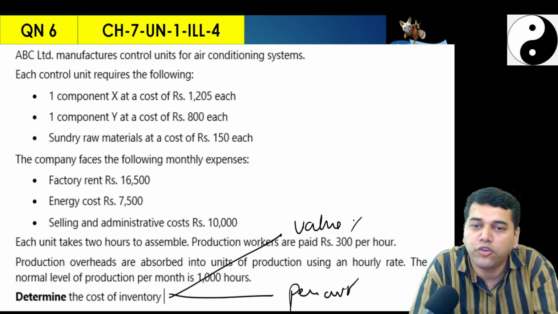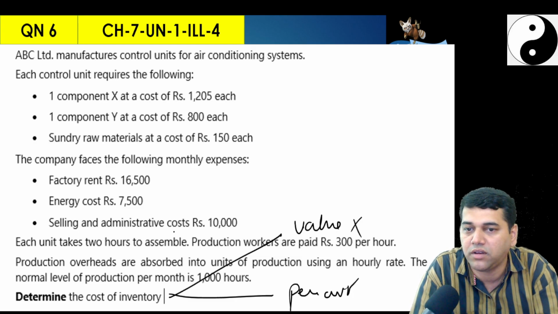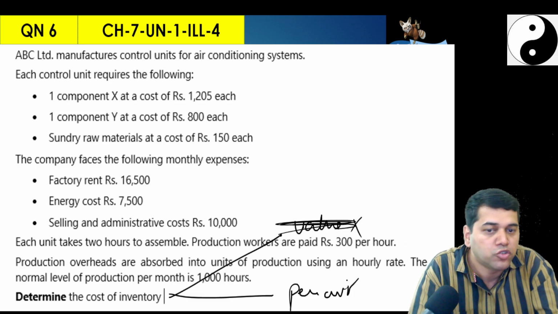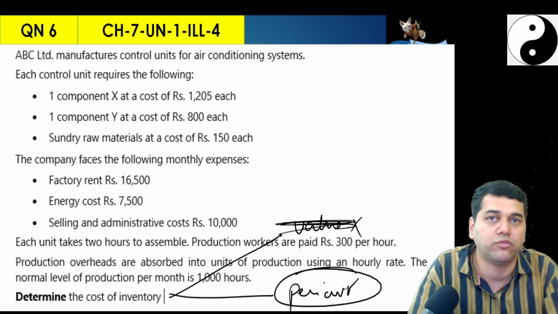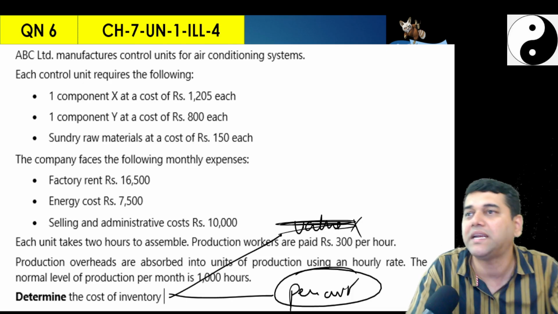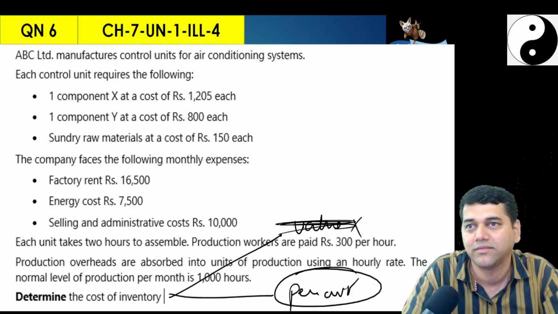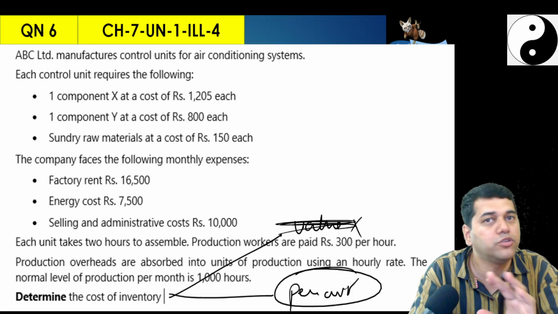If you say value, then you should multiply with the actual production, as I told you. No, so I don't have any option here. So on a per unit basis only I have to calculate. And overhead is very simple and straightforward, given here. Understood, no? Can you do this?